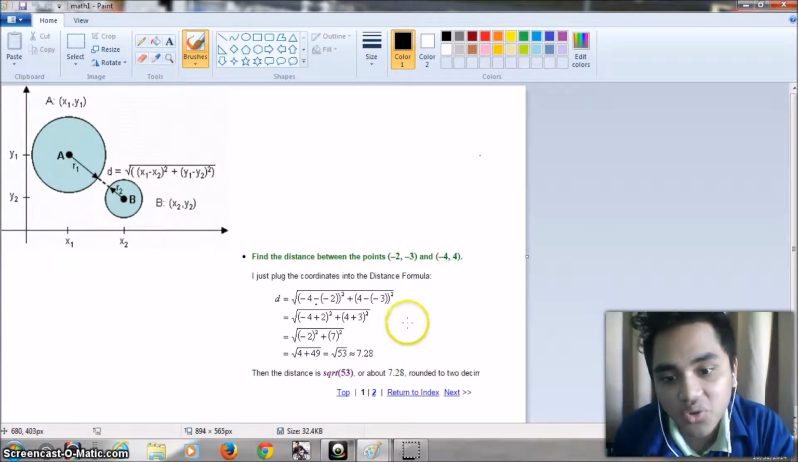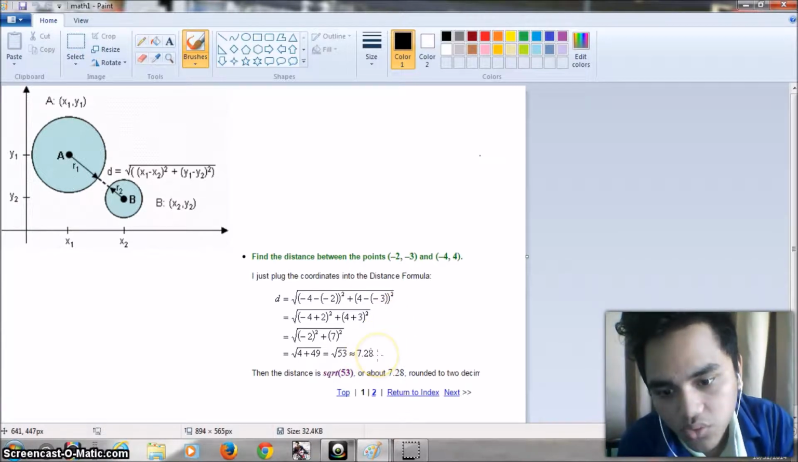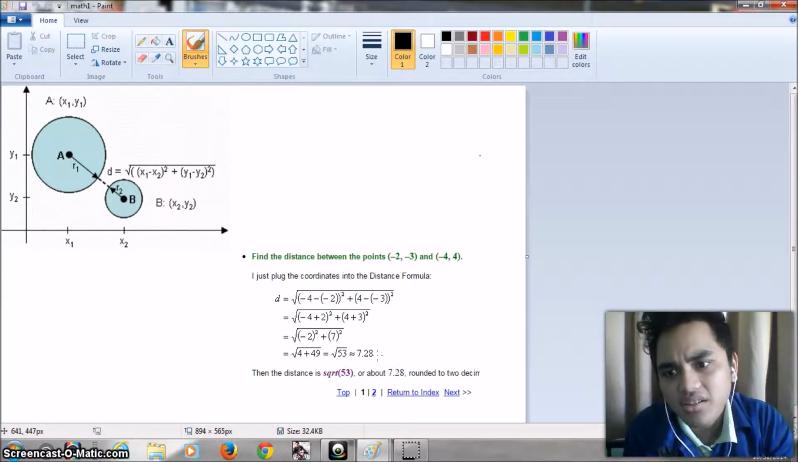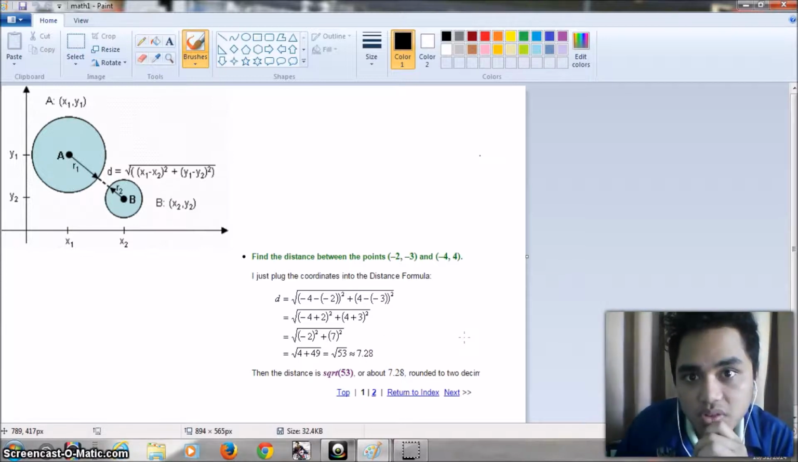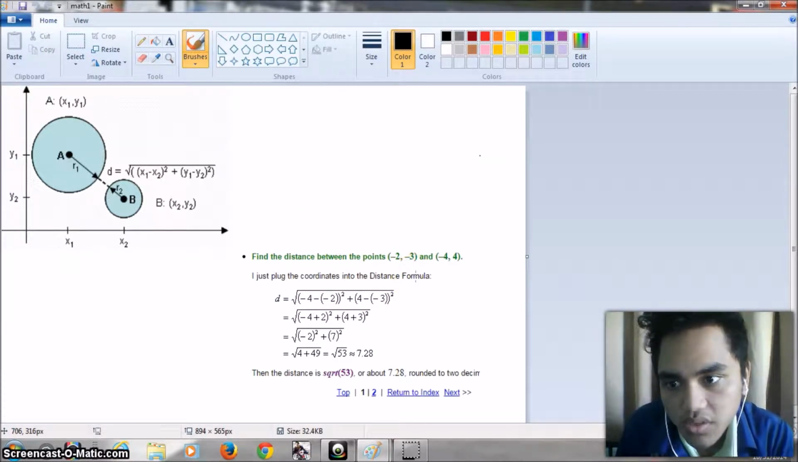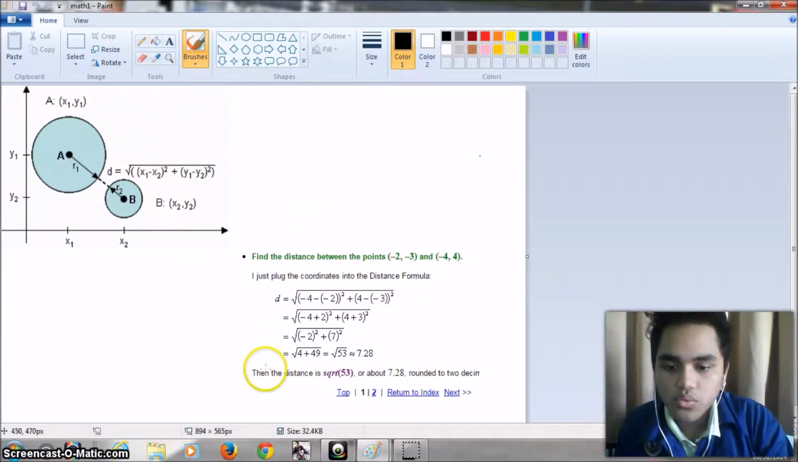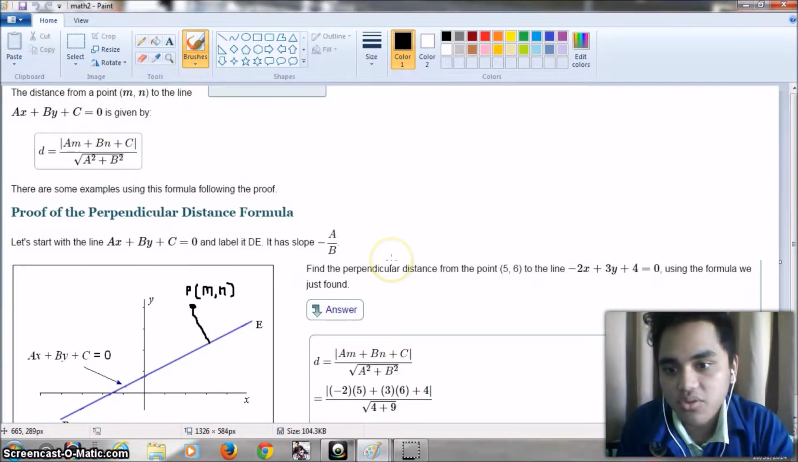You can easily calculate it with your calculator. You get the answer 7.28. It is better if you round it to 2 decimal places so that the answer will be more precise. We will move on to the next topic, which is perpendicular distance.